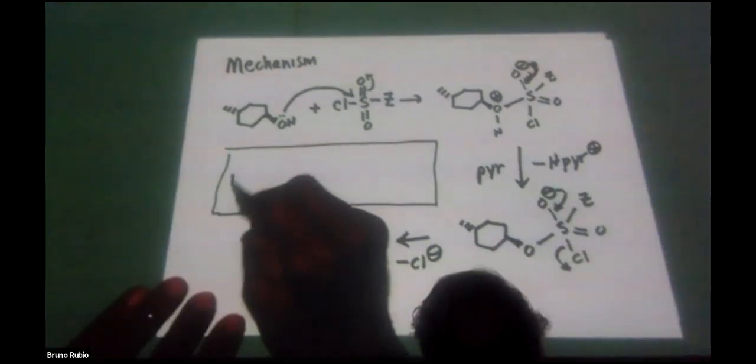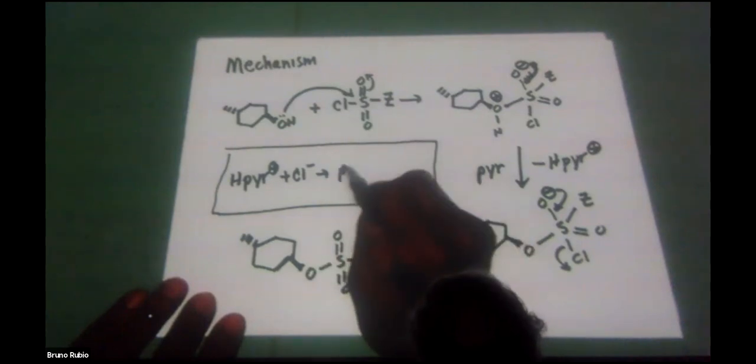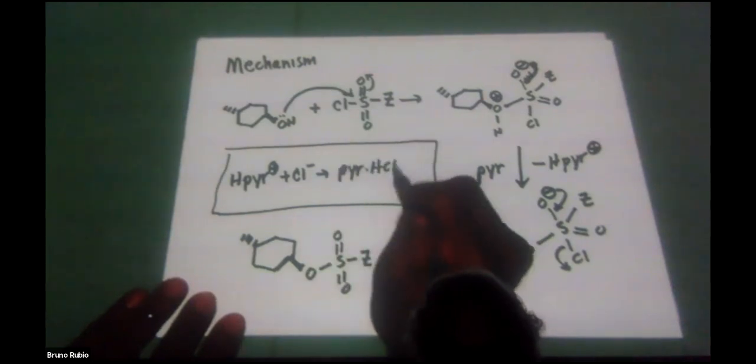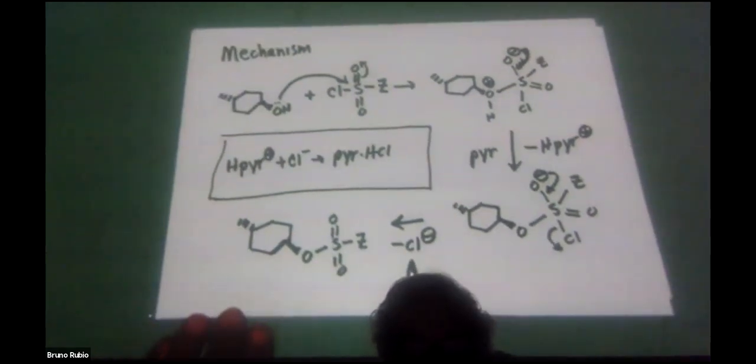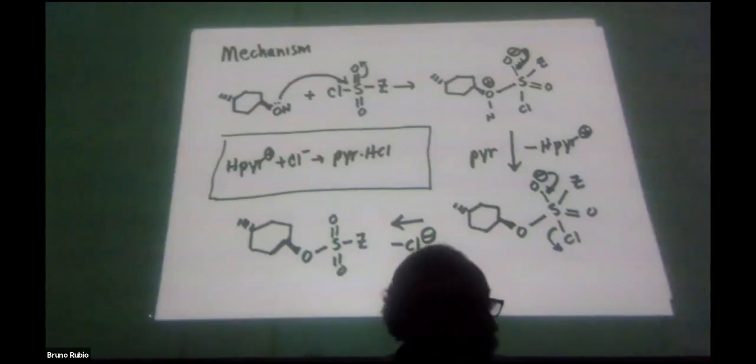So we have HPYR plus gets together with Cl minus to form PYR·HCl. Right, so we do get the Cl in the reaction mixture, but ordinarily, this sometimes can be a problem in the laboratory, but ordinarily the reaction stops here.